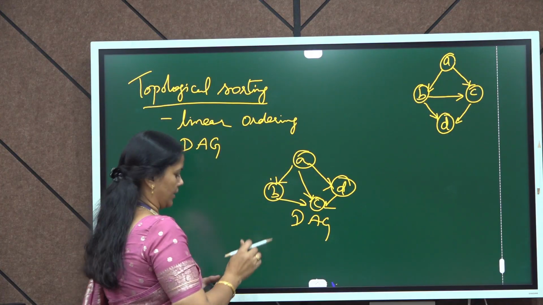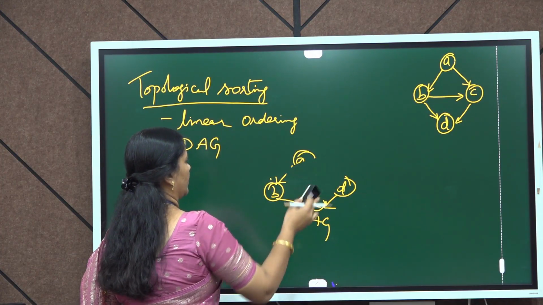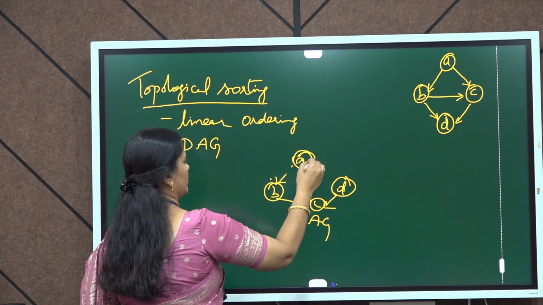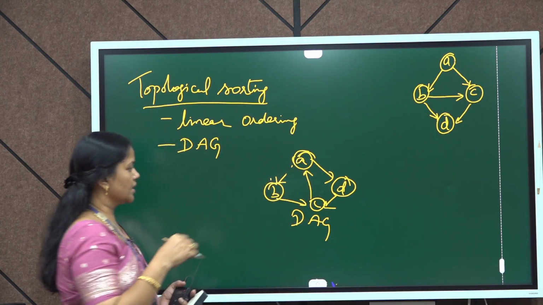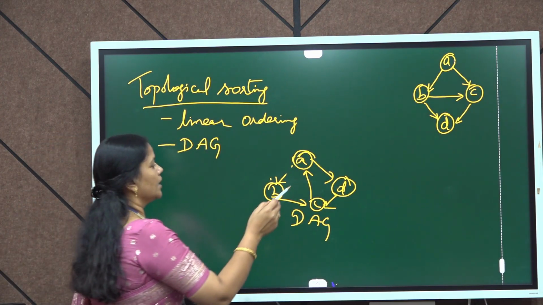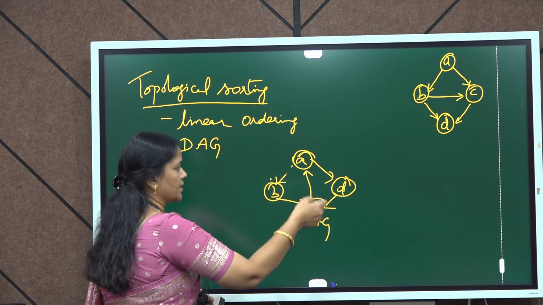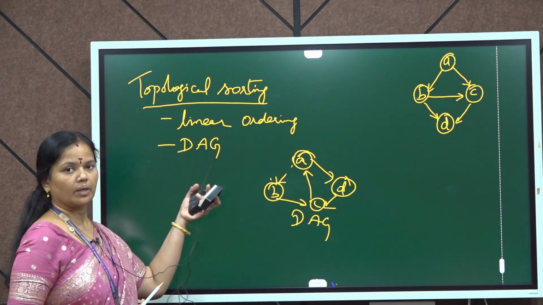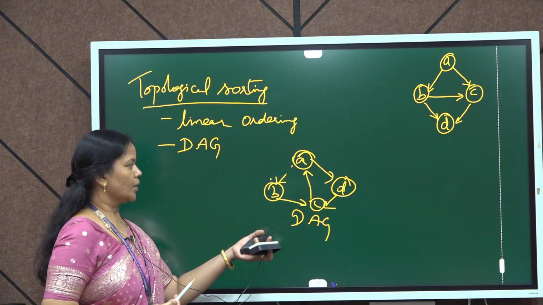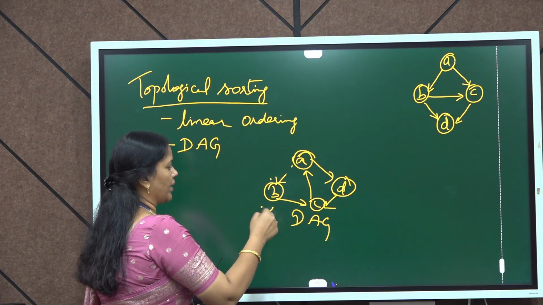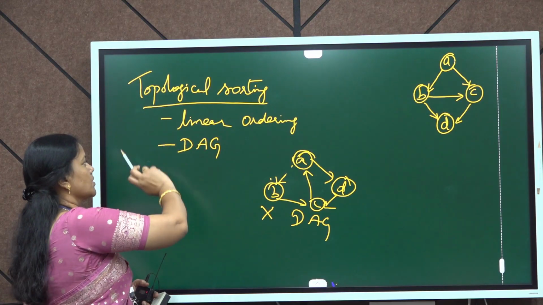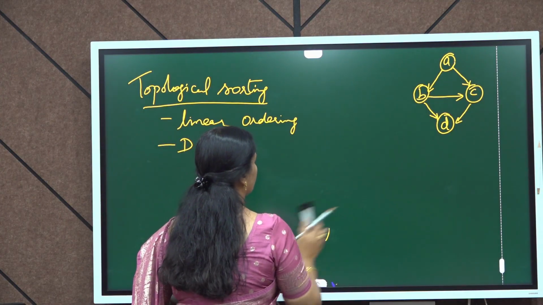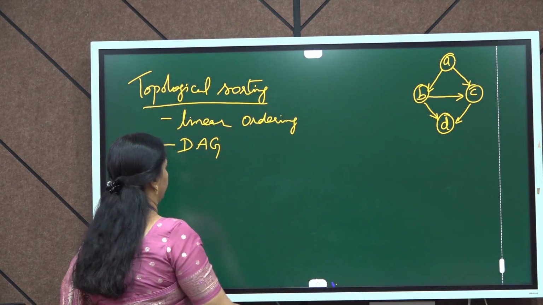Suppose a graph contains, consider this, if the edges are connected in this way, here there is a cycle between A, D and C. If it has a cycle, then this topological sorting cannot be applied to this graph. As it contains a cycle, it cannot be applied. So, topological sorting can be used for directed acyclic graphs only. If a graph contains a cycle, we cannot apply this algorithm.